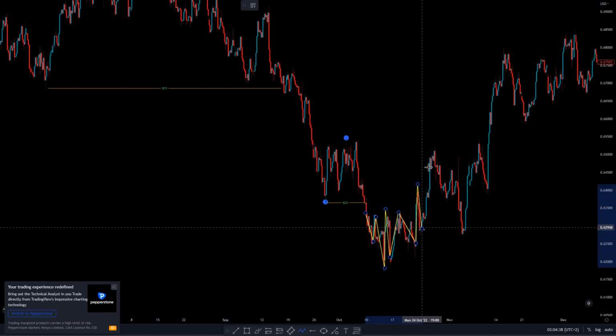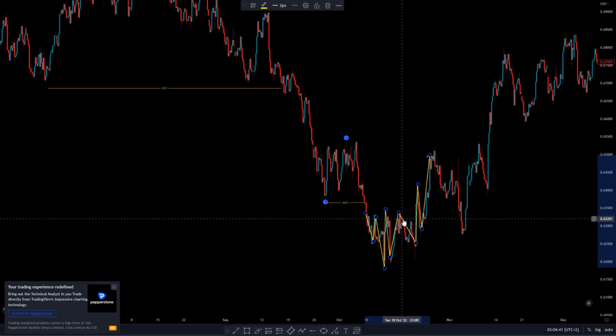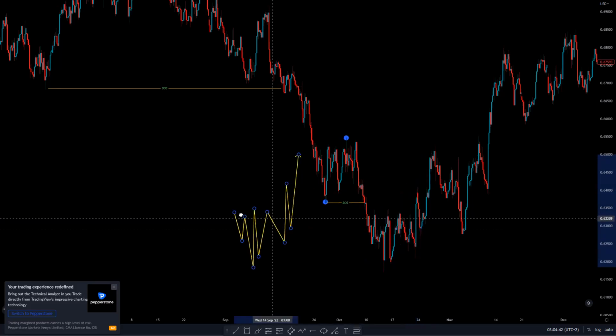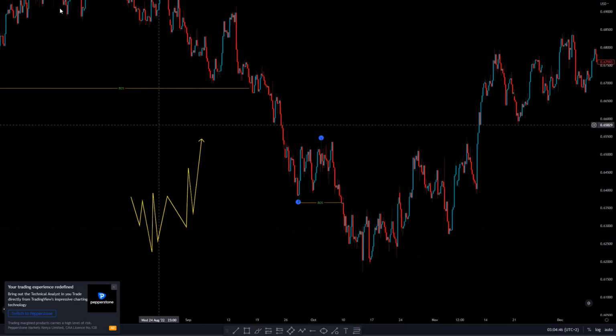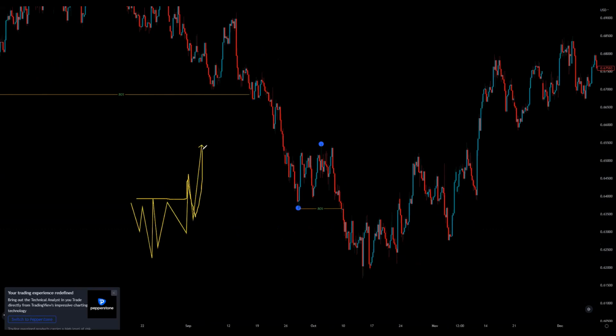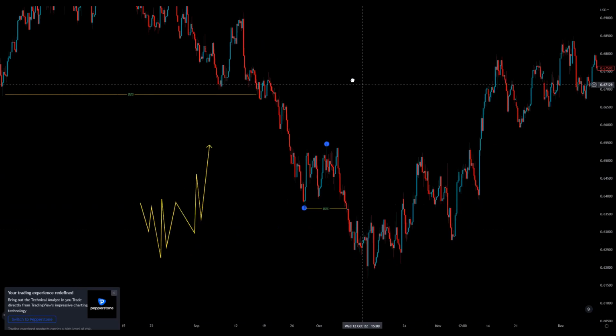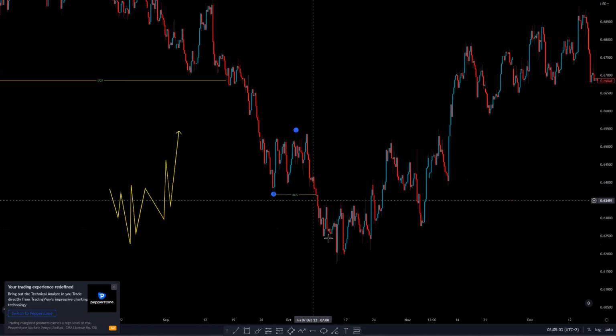Change of character, come back and go. Right, so this is what we had, internal structure, but still the same thing after the break of structure. What do we expect? Expect the price to pull back before it goes. Remember, as I've said, we just keep on looking at the same thing all over again. All right, so the price is pulling back.